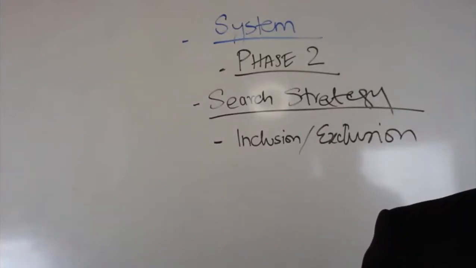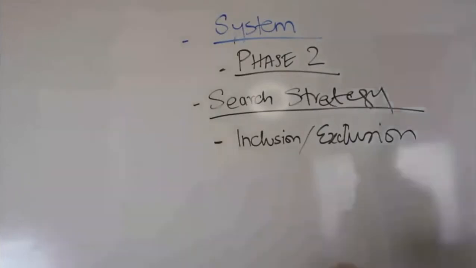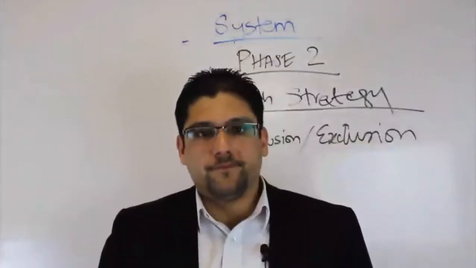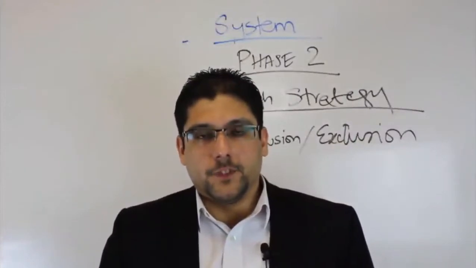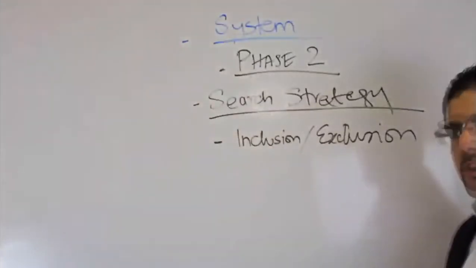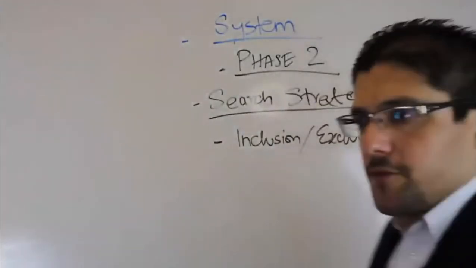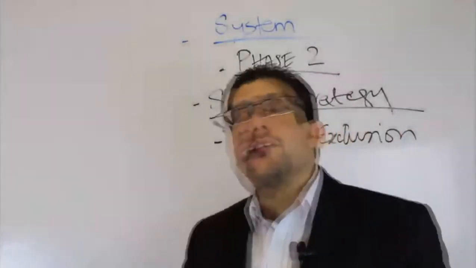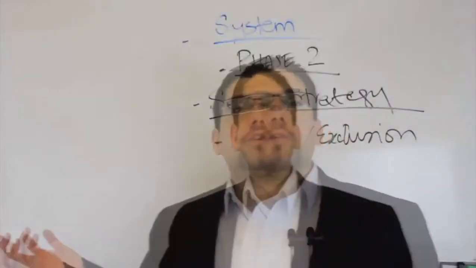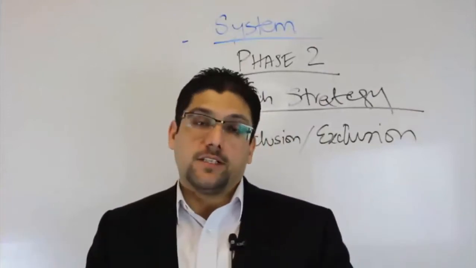Okay, so now give me a second. We will go deeper into inclusion exclusion criteria if you don't know how to do it. But it's so simple. You just decide. You are the boss of your own paper. How do you decide inclusion exclusion criteria? Your research question. Your research question will give you an idea what your inclusion exclusion criteria is.